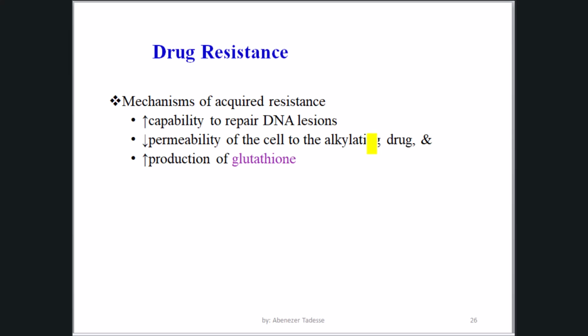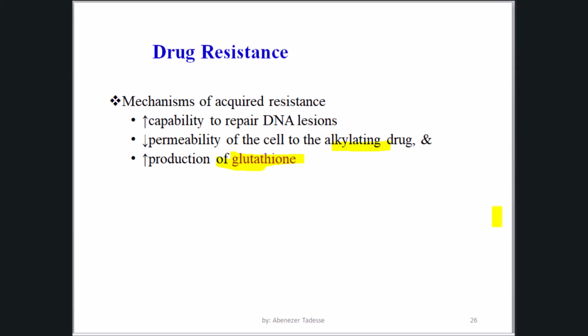The other one is due to increased production of glutathione. Normally, glutathione can conjugate and form a complex with alkylating agents. The glutathione-alkylating agent complex can be easily identified by immune cells prior to reaching the DNA, so the immune system will destroy the complex. By this means, the cancer cells can continue the journey.